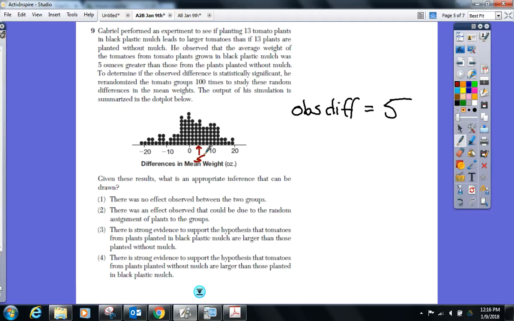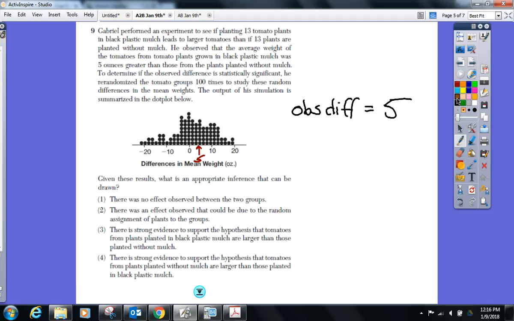Find your observed difference in the dot plot. Then ask yourself this important question. Is it with the rest of the dots, or is it on the extreme outsides? Where is it here? It's with the rest of them. Okay, we all agree on that? I don't need to test the 95% at all.